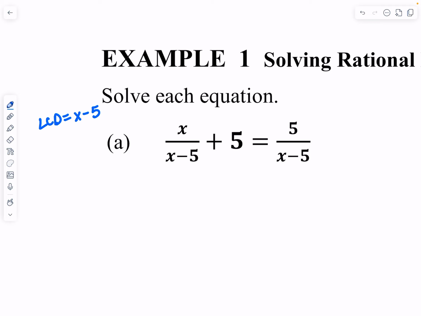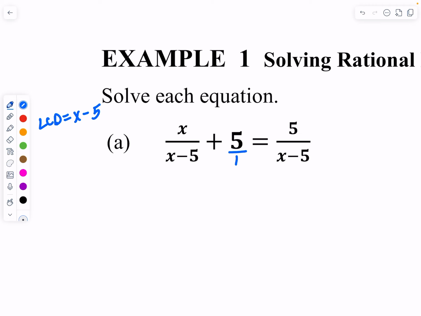Then the next one is, if you look underneath, there is nothing there. So I'm going to just assume it's a 1. So I would go ahead and put like 1 up here, but 1 times anything is just the same thing. So I'm not really going to worry about putting the 1 up there. Then the next thing is the last denominator, and it's x minus 5. I already have it up there. So my least common denominator is now x minus 5.